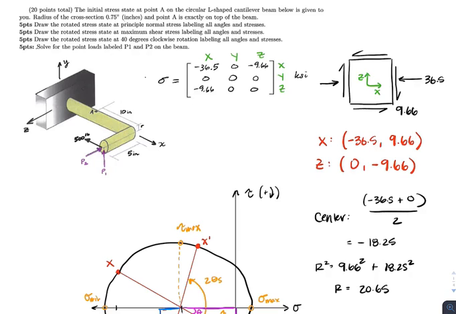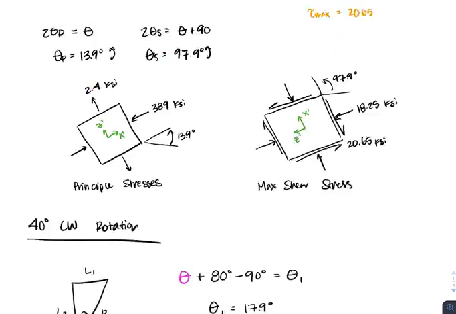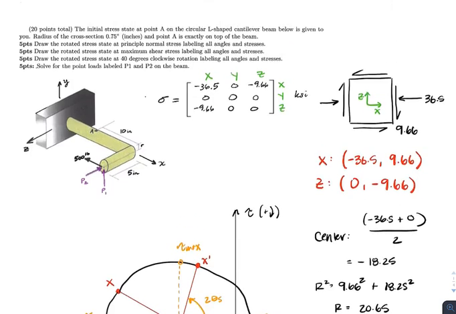All right, welcome back to part 2 of this video. For this part, we're just going to be solving the last part of this problem, which is to solve for the point loads labeled P1 and P2 on the beam. This was all the work that we had gone through in the first video, so if you missed that, go and watch that.